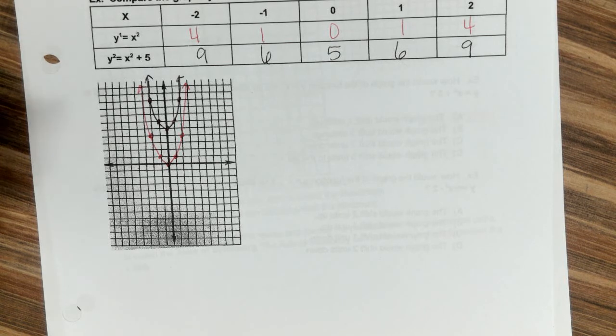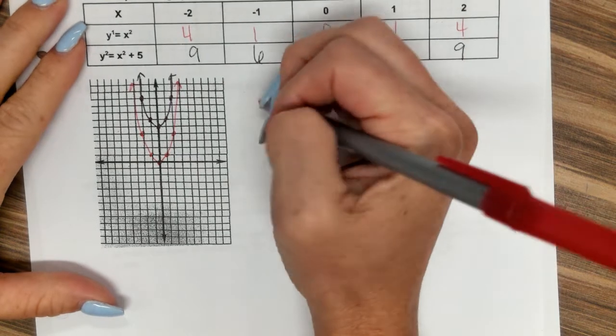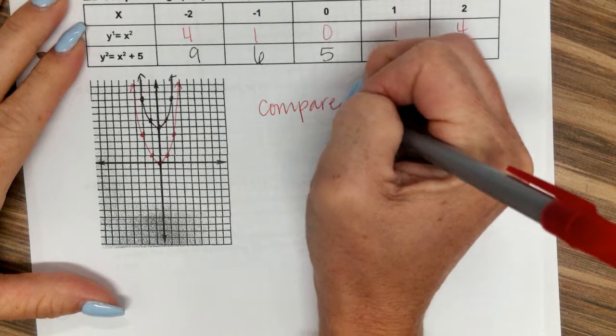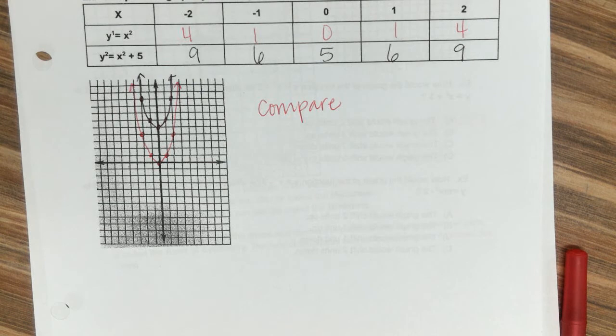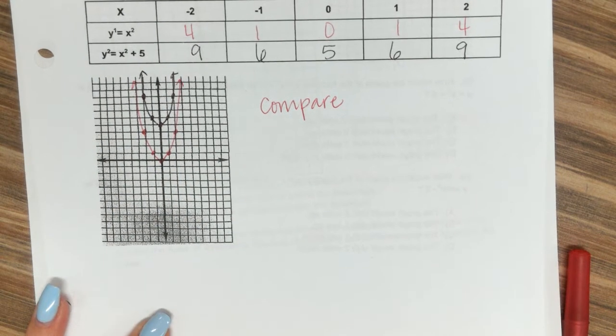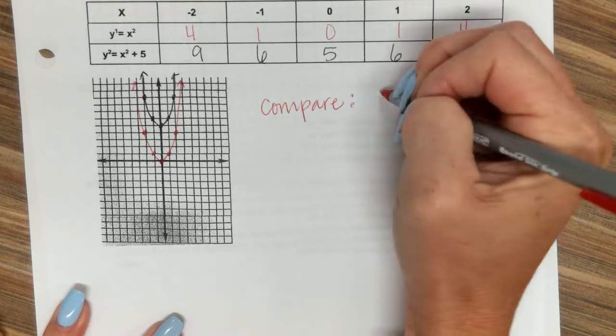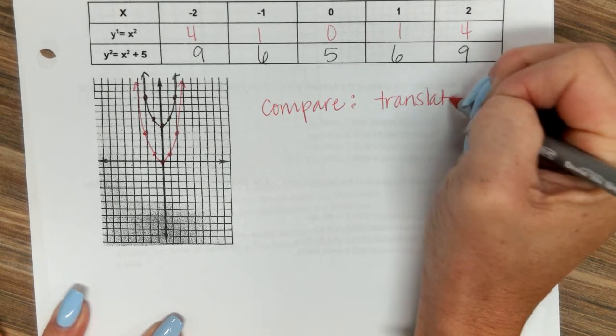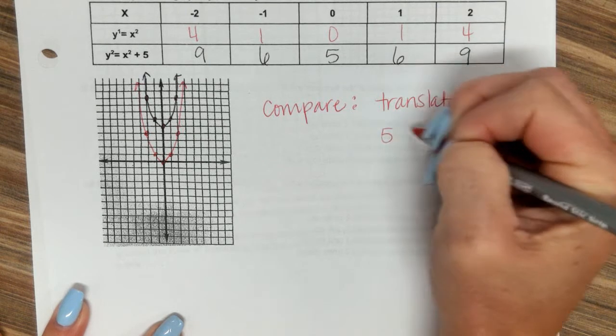All right, did y'all get it graphed? Let's compare them. Did it stretch it or shrink it? No. Nope. It didn't do anything to it, did it? It's not thinner, and it's not wider. So what did it do? It translated it up 5. It basically just took this whole thing and pushed it up. So its comparison is that it translated, which just means moved, up 5 units.